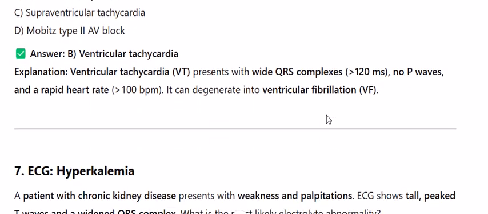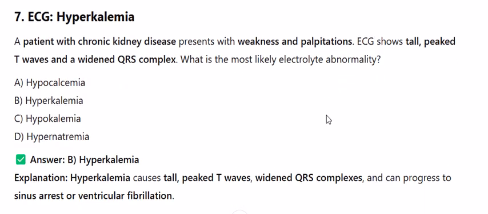7. ECG, hyperkalemia. A patient with chronic kidney disease presents with weakness and palpitations. ECG shows tall, peaked T waves and a widened QRS complex. What is the most likely electrolyte abnormality? A. Hypocalcemia. B. Hyperkalemia. C. Hypokalemia. D. Hypernatremia. Answer B. Hyperkalemia. Explanation. Hyperkalemia causes tall, peaked T waves, widened QRS complexes, and can progress to sinus arrest or ventricular fibrillation.